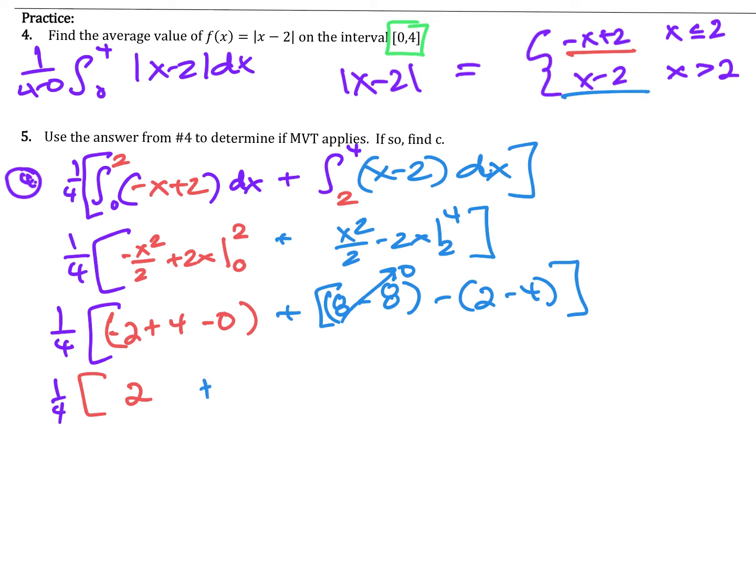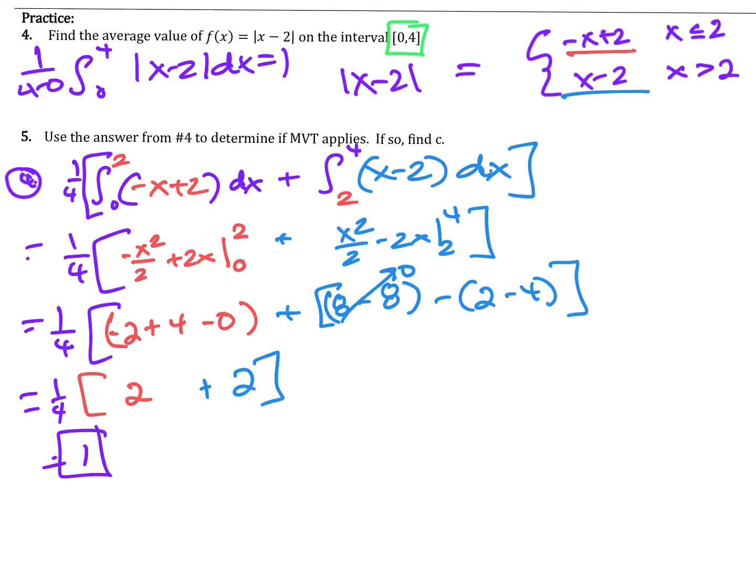This whole thing is going to simplify to be the opposite of negative 2, so also 2. And if I multiply a 1/4 by 4, I'm going to end up with 1. So the answer to number 1 is that the average value of the curve, absolute value of x minus 2 on the interval from 0 to 4, the average value is 1.